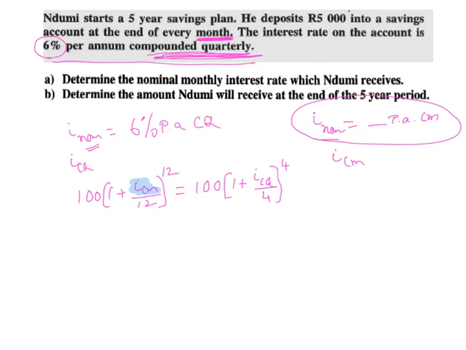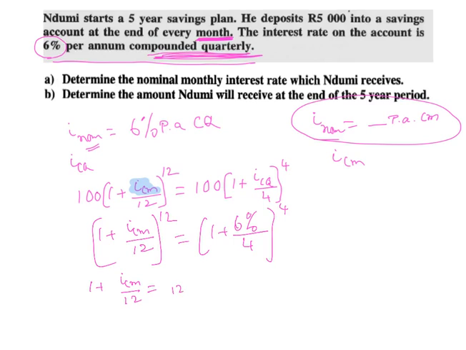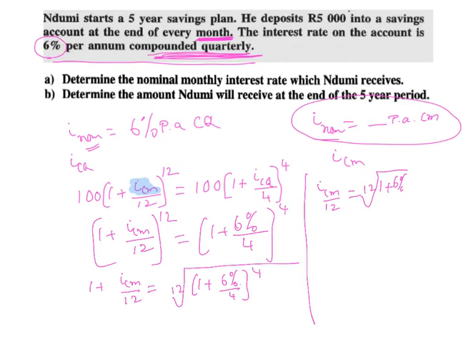So I can divide by 100 on both sides. Therefore, I end up having 1 plus i, this is my nominal rate of interest for 1 year, and this is going to be 6% divided by 4, to the power of 4. Now I have to take the 12th root. So very carefully, don't rush. The 12th root of 1 plus 6% divided by 4 to the power of 4. Then I have to make i as the subject of the formula, and that means it is going to be the 12th root of (1 plus 6% divided by 4)^4, minus 1.